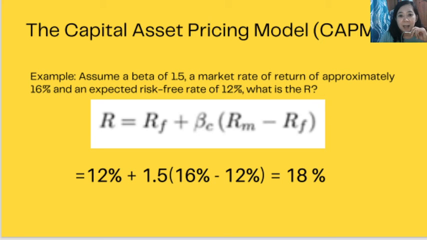To understand better, let us take this example or illustration. We will assume that the beta is 1.5, the market rate of return is approximately 16%, and the expected risk-free rate is 12%. Our cost of capital, or R, is computed as follows using the formula. So here, that is 18%.